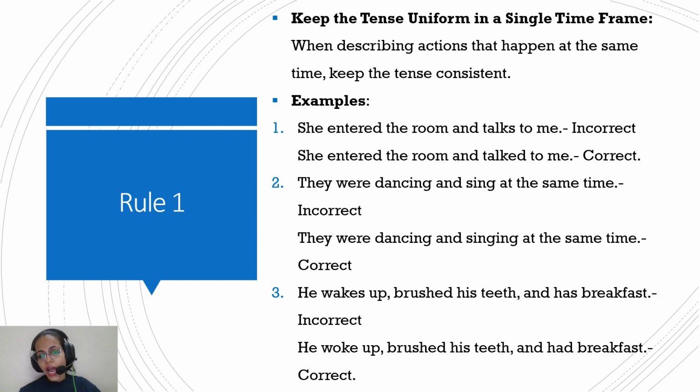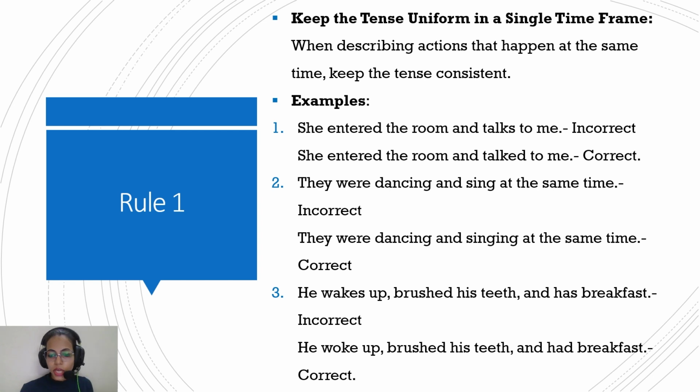They were dancing and sing at the same time. So dancing is in the continuous form, in the past continuous form. So sing should also be in the continuous form. So they were dancing and singing at the same time. So you can see now that in one sentence you are supposed to keep both the verbs in the same form, in the same tense. You cannot shift the first part in one tense and the other part in another tense.